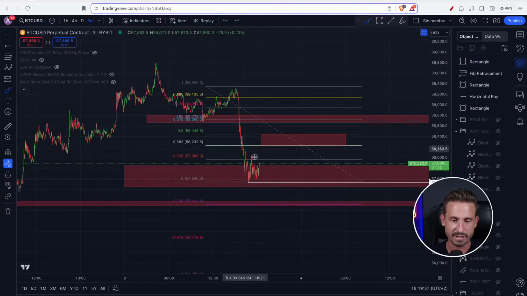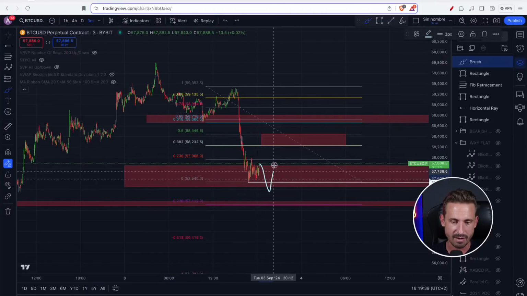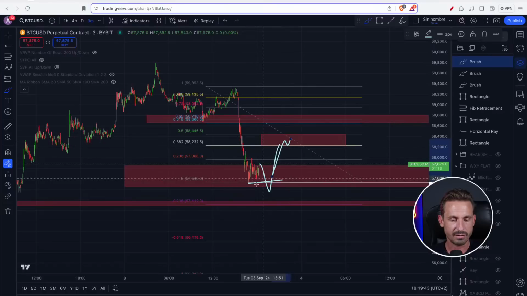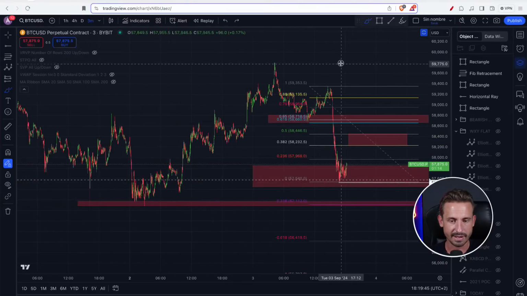This is why if these bearish CVD divergence play out, I would consider a double bottom locally here. Without a doubt, I like it.